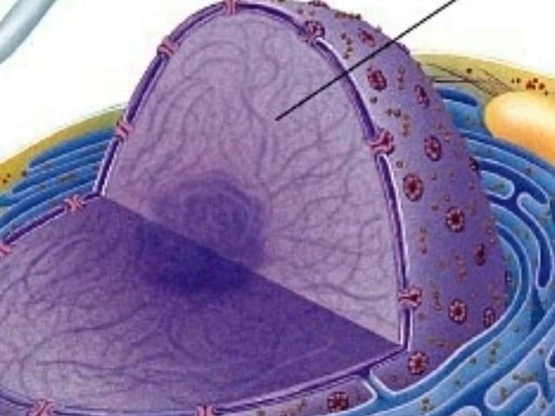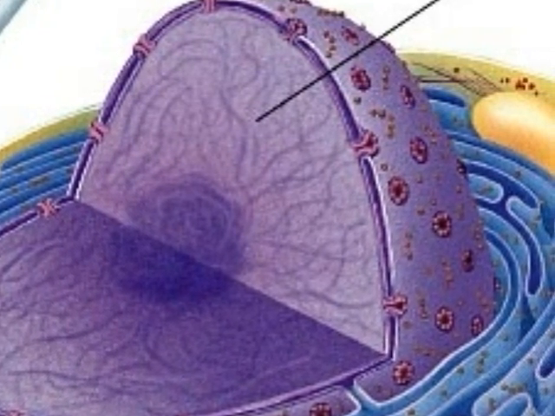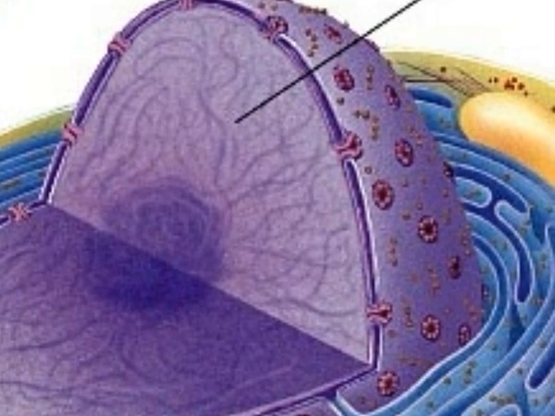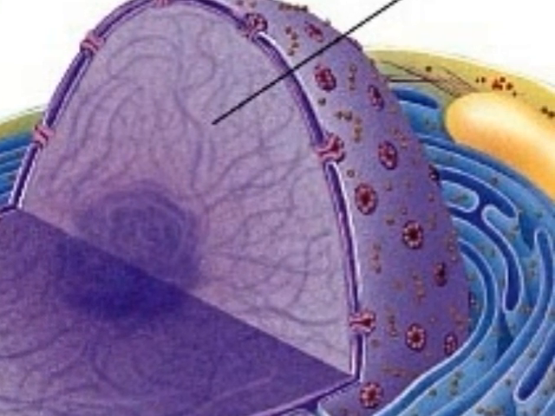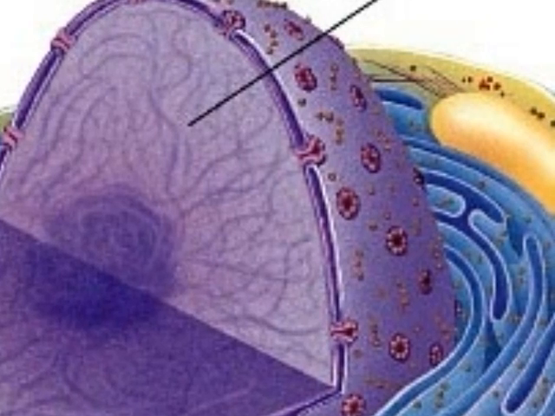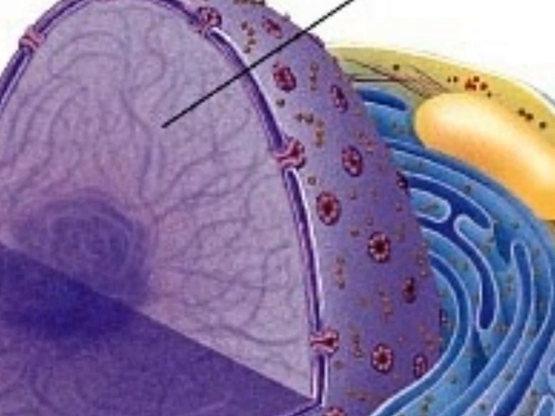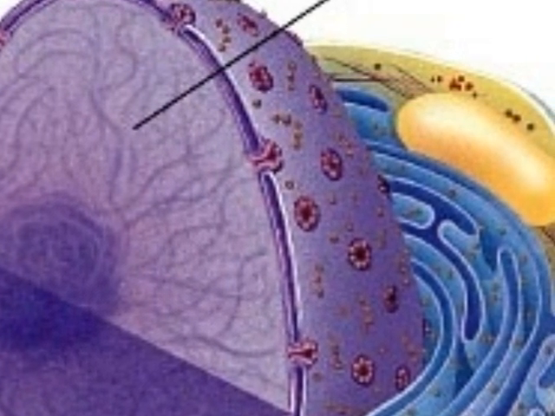On to the nuclear envelopes. The nuclear envelope is a double membrane that forms the boundary between the nuclear contents and the cytoplasm. They are in both animal and plant cells.